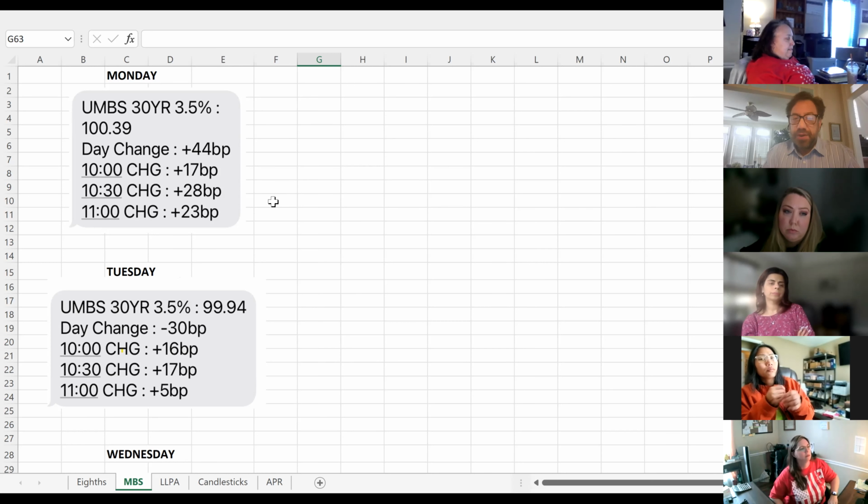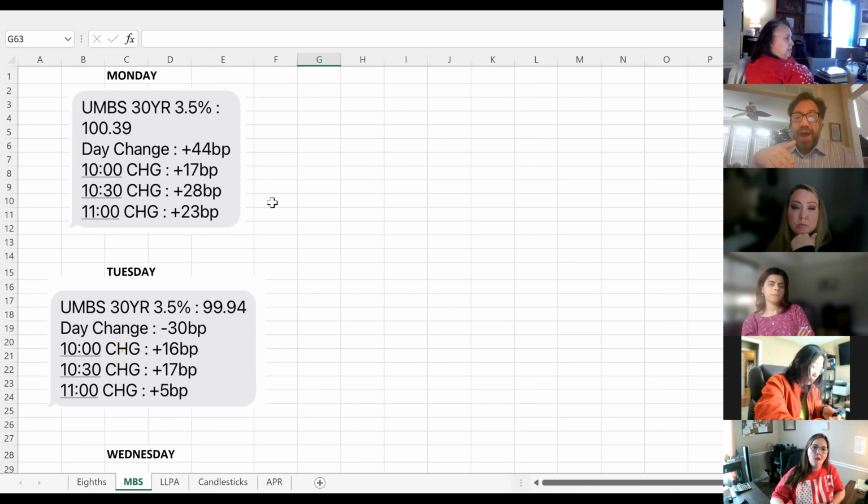Does that make sense? So we improved 16 basis points before 10:30. Brad took his reading, priced the loans properly to market, and then afterwards, we improved another 28 basis points. Does that make sense? Yes.